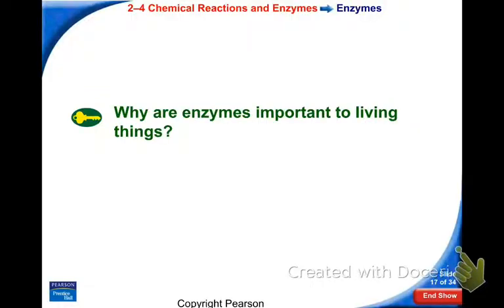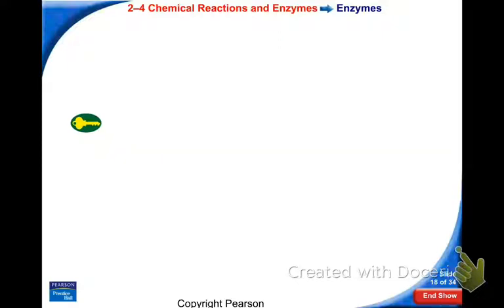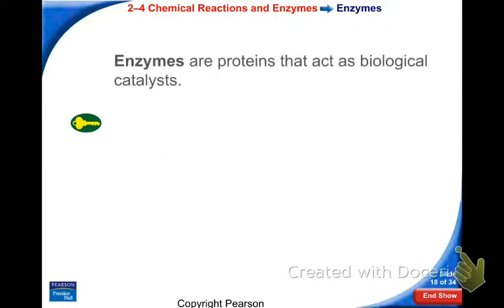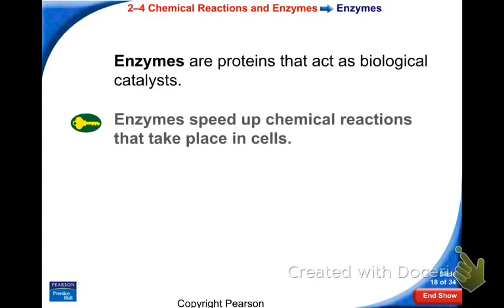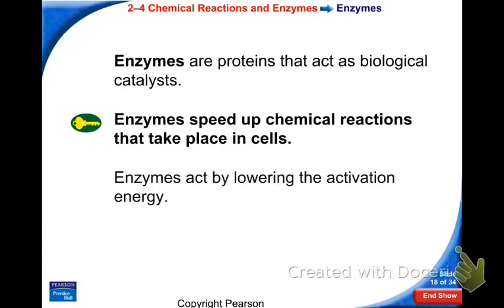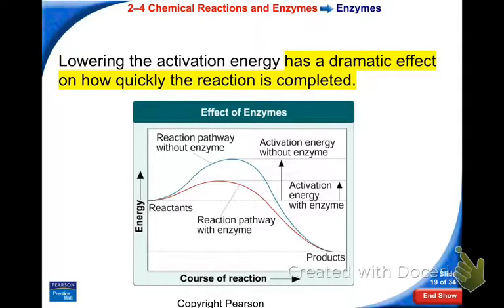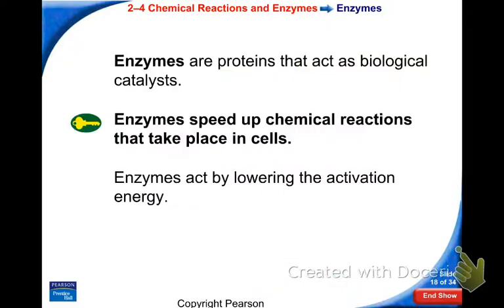So, why are enzymes important to living things? As I had said before, enzymes are important to living things because they help chemical reactions go at a fast enough rate to make life possible. They are typically proteins, and they act as biological catalysts. They help chemical reactions happen faster without getting used up. They lower activation energies, and I'll go back because I know you probably didn't get all of that.